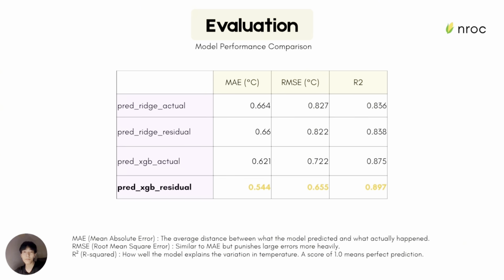Next is model performance evaluation, where we compare all of the four models in three different metrics, including mean absolute error, root mean square error, and R squared. And surprisingly, XGBoost, which is predicting the residual, achieved the best result across three metrics, where XGBoost achieved a staggering 0.5 Celsius difference from the actual field temperature and 0.655 Celsius difference for root mean square and about 0.9 for R squared.